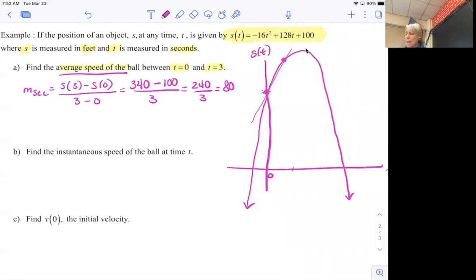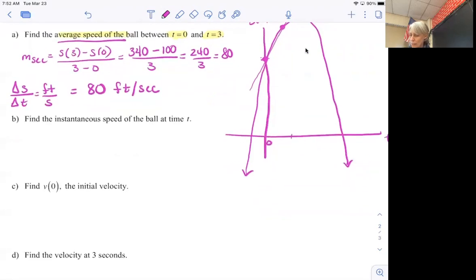The average rate of change. Now think about this. What's my units of measure going to be, right? I have 80. My change in position over change in time. My position is measured in feet. My time is measured in seconds. So this is 80 feet per second. The average rate of change also gives you how fast it's going. It's just the average. Now we want to find the instantaneous speed of the ball.